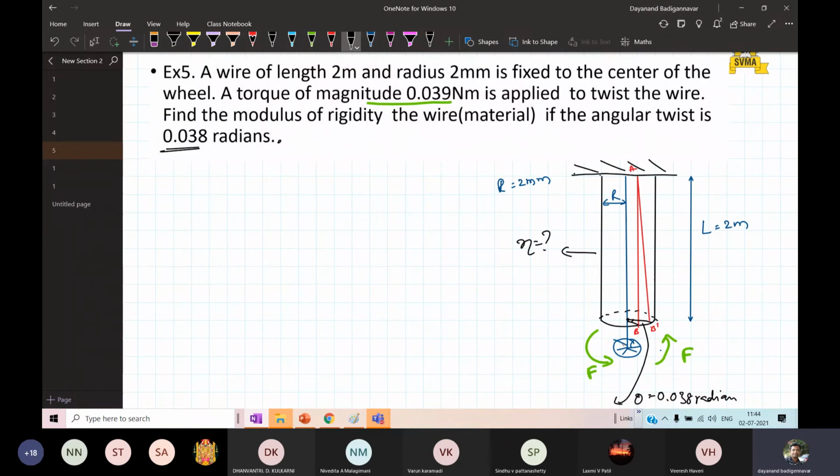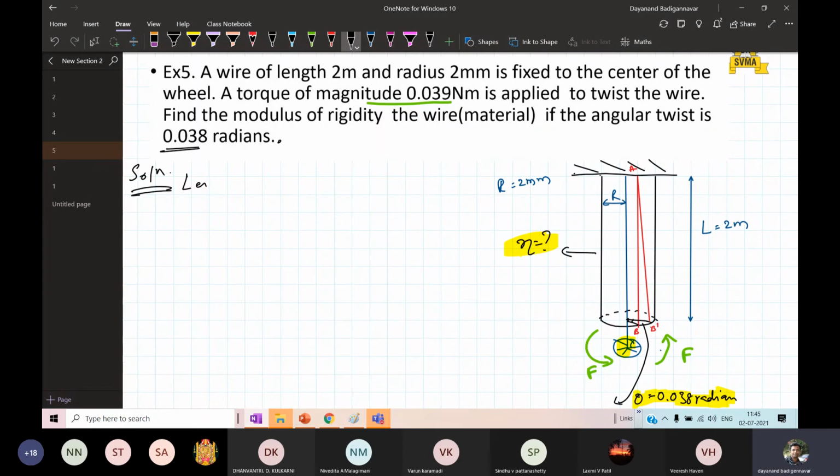By applying a couple, I have twisted the wire. This is a wheel. A wheel is hung from it, and force is applied to the wheel, so it gets twisted through an angle theta. This is the angle. So what is the modulus of rigidity of the wire? There is a relation for the twisting couple. First you write the equation or solution.